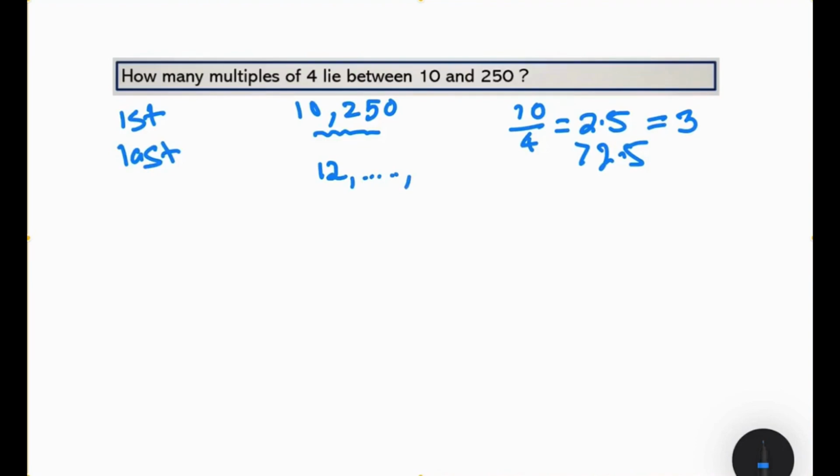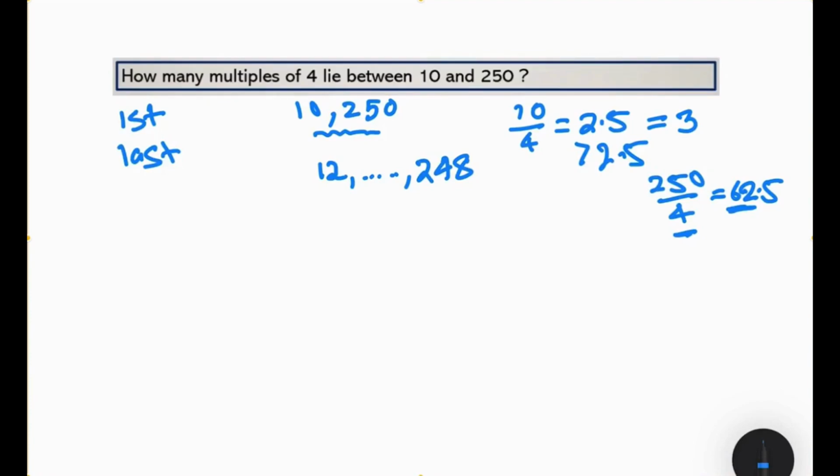So 12 is the first term of that said arithmetic series. Last term similarly निकालना पड़ेगा. So we divide 250 by 4. We get 62.5. Now we need the largest whole number which is a multiple of 4 and less than 250. So 250 से कम होना पड़ेगा and multiple of 4 होना पड़ेगा. वैसे सबसे बड़ा whole number कौन सा है? Which is 62 multiplied by 4, which is equal to 248. Right? So I've got my arithmetic series now, 12, 16, etc., up to 248.